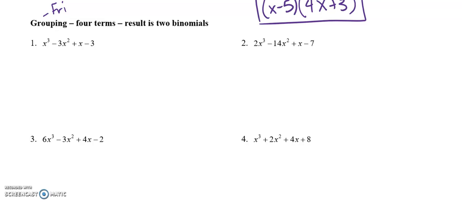Okay, so as promised, picking up Friday with grouping. Grouping is when you have four terms. That's how you know you're going to have to group things.